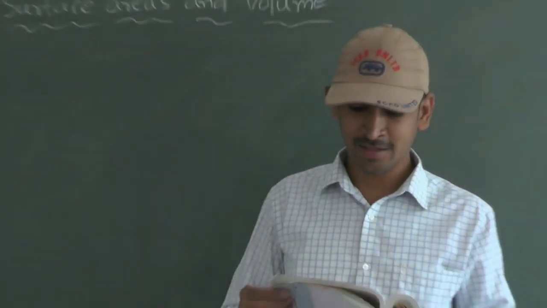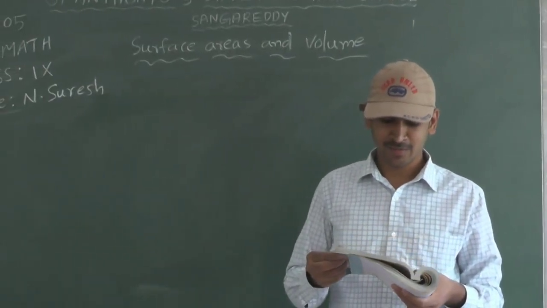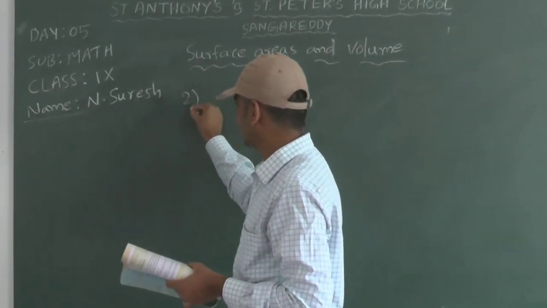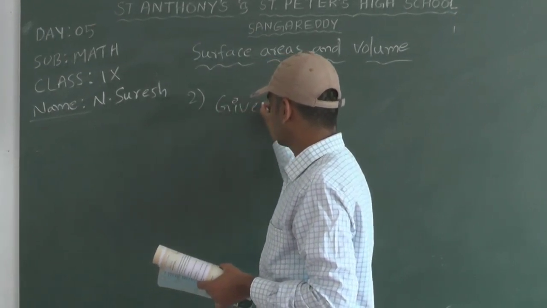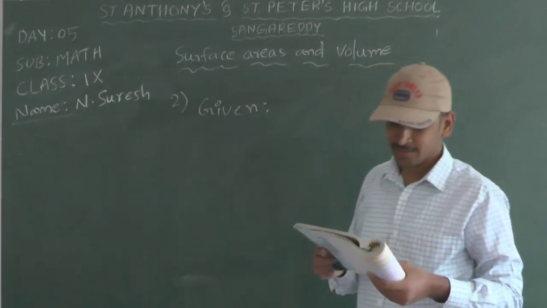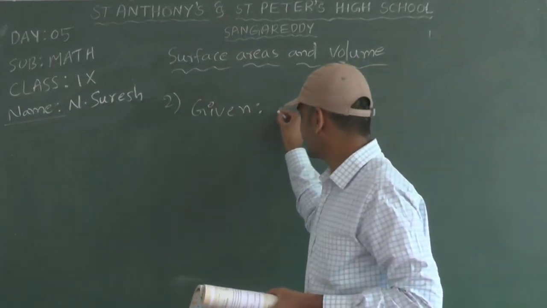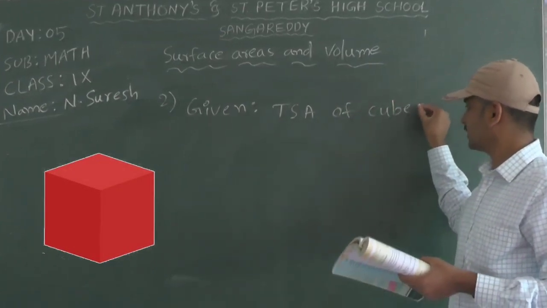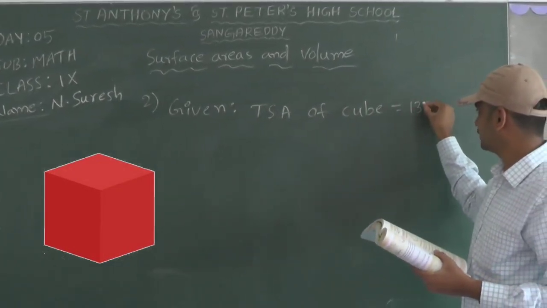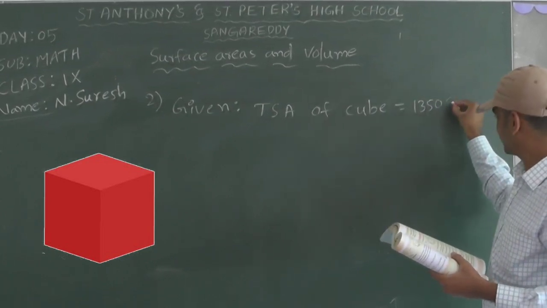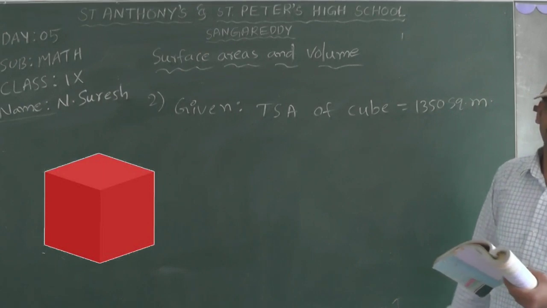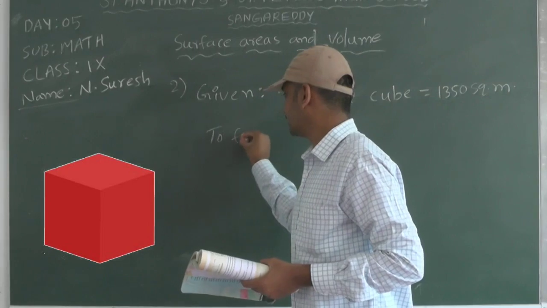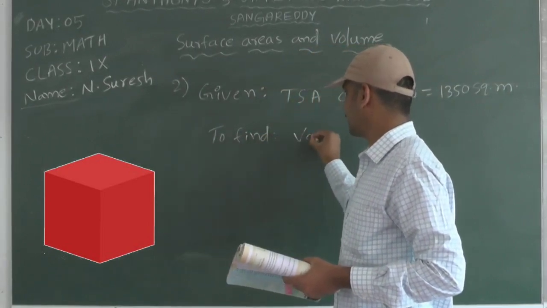Now see the second problem. The total surface area of the cube is given, that is 1350 square meters. Find its volume. Question number 2. What is given? The TSA of the cube equals 1350 square meters, otherwise we can write meters square. What do you have to find? To find the volume of the cube.